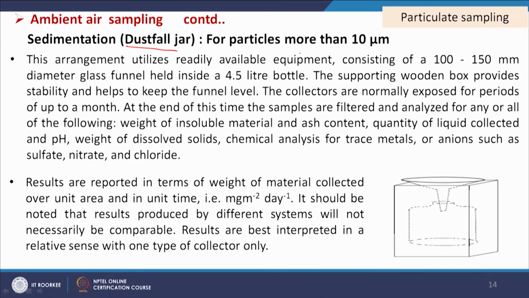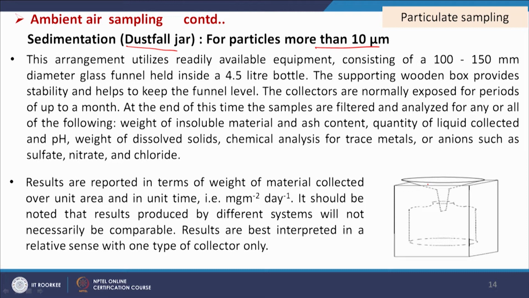One is sedimentation or the dust fall jar, for particles more than 10 micrometer. If the particle is more than 10 micrometer, we can use the dust fall jar as shown here. We have one funnel, which is put in this box and kept for a certain time. The particulates available in the air come in contact with this surface area and are collected. After a certain time interval we collect it and see how much solid is collected, that is, how much material per area per time. That way we can calculate.